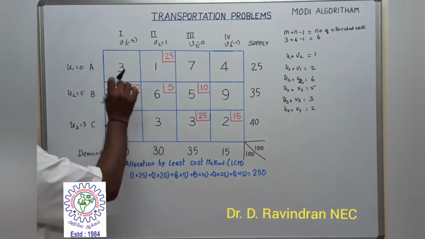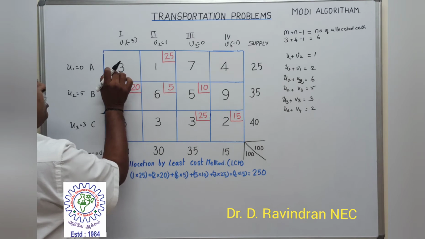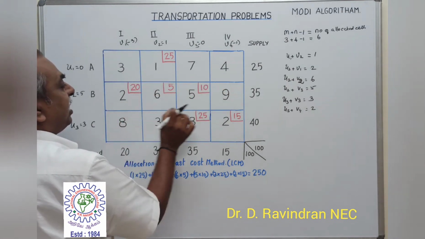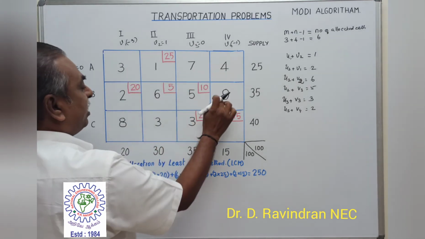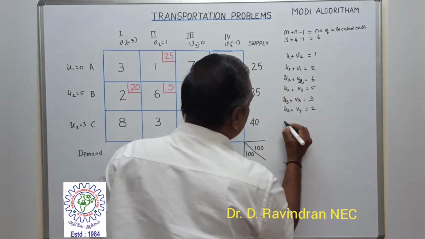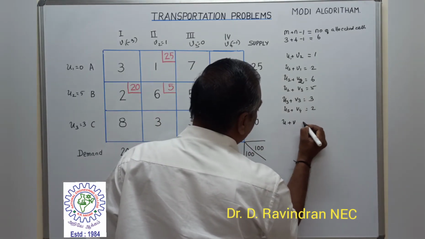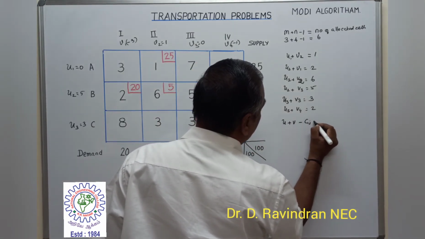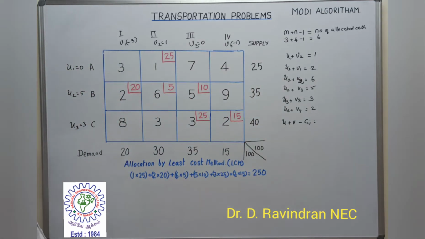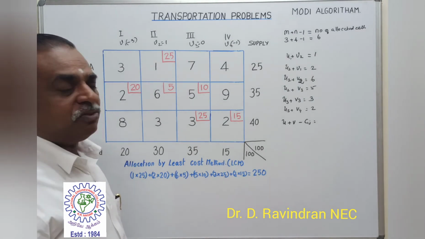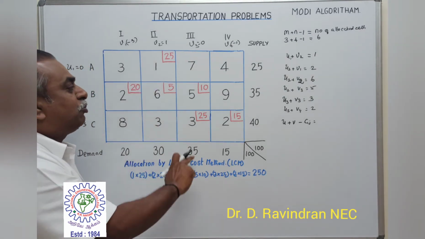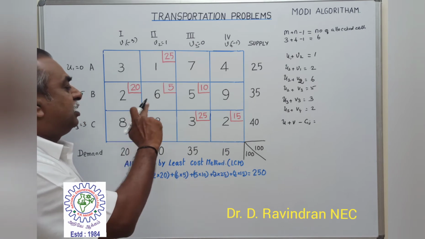Now we are going to find the values for the non-basic cells, that means cells which are not allocated: this one, and then these two cells. For these cells, the formula is u plus v minus Cij. That value we are going to find out for each cell. That value should be negative. If there is any positive value, that indicates there is a possibility for improvement of the result.